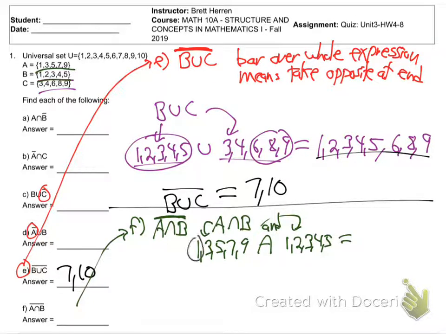So what's in both? 1, 3, 5. That's it. 1, 3, and 5 are the elements in both. That's the overlap there.